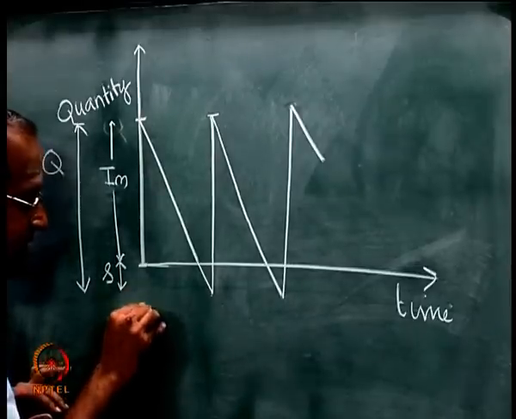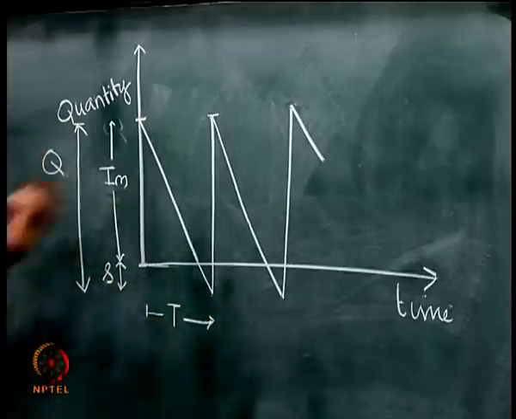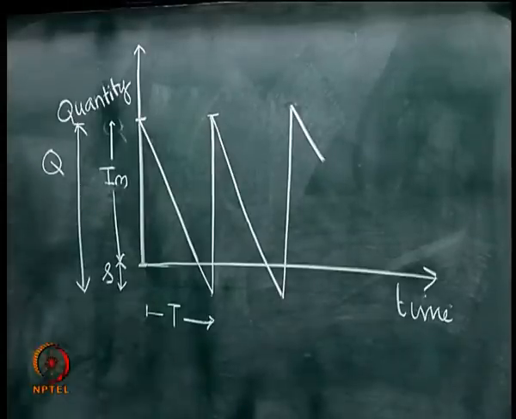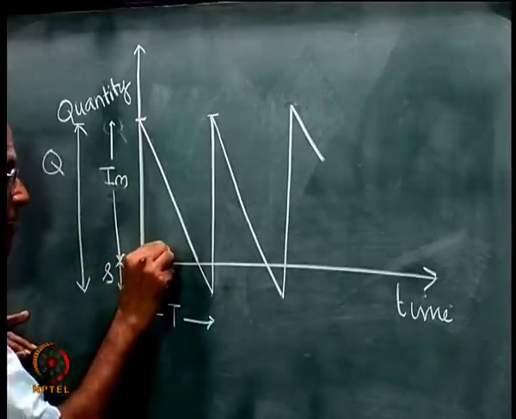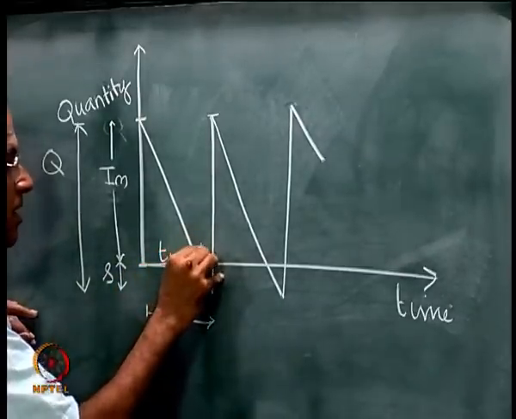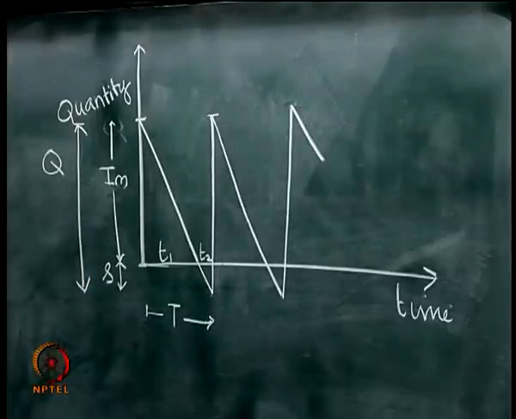Let us say if this is a cycle which we call capital T, and the cycle repeats. Now this cycle has 2 parts. This part is called T1, where there is inventory, and this part is called T2 where there is back order, and T1 plus T2 is equal to T.